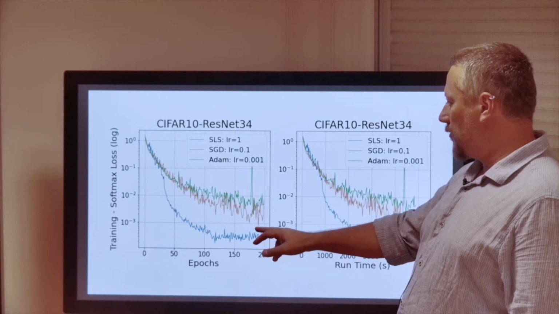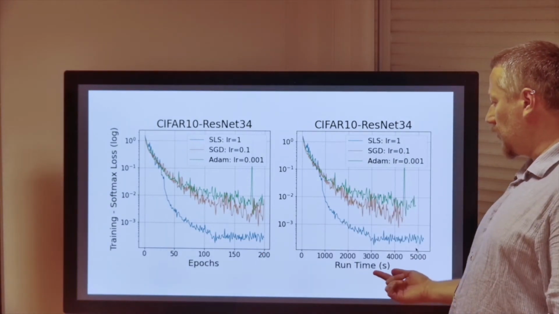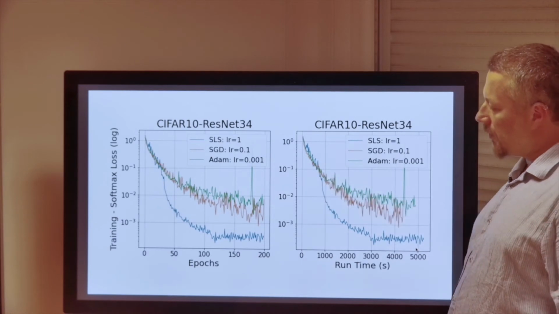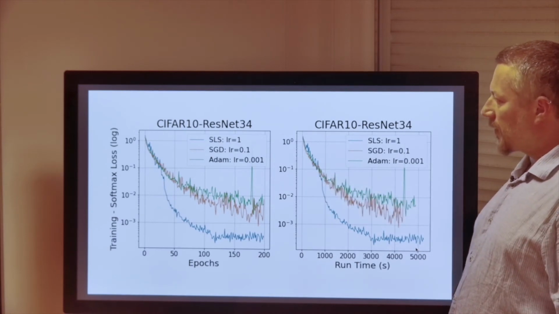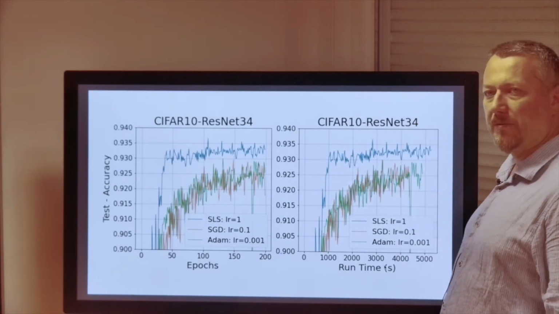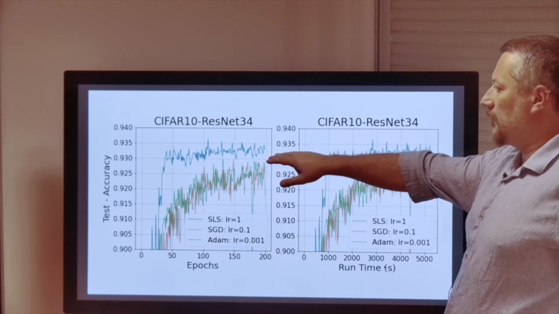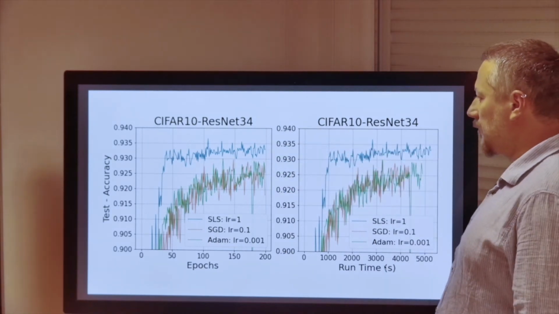And it performs very well, much better in terms of epochs and in terms of runtime in the training function. But what about accuracy? If you look at accuracy, it's also performing better. It's converging to a point where the accuracy is better than the other two models.